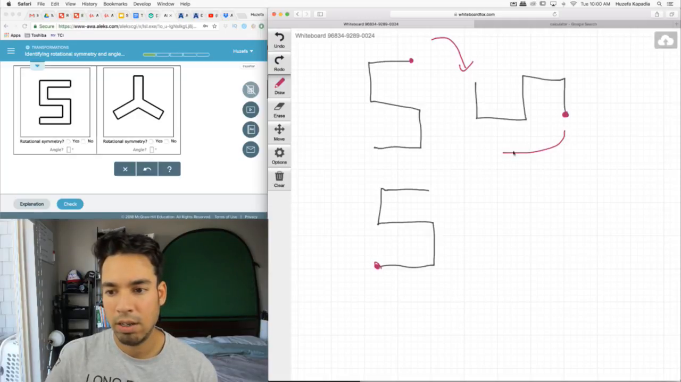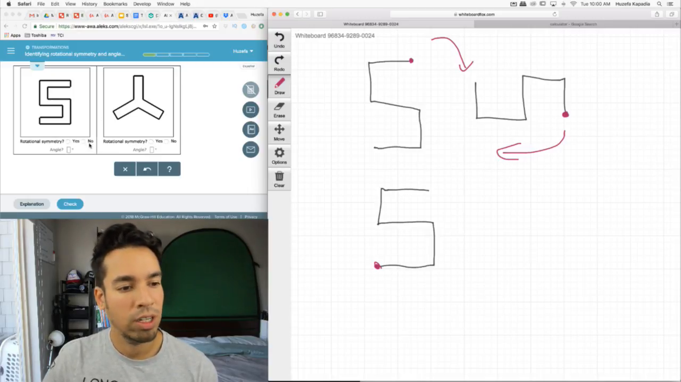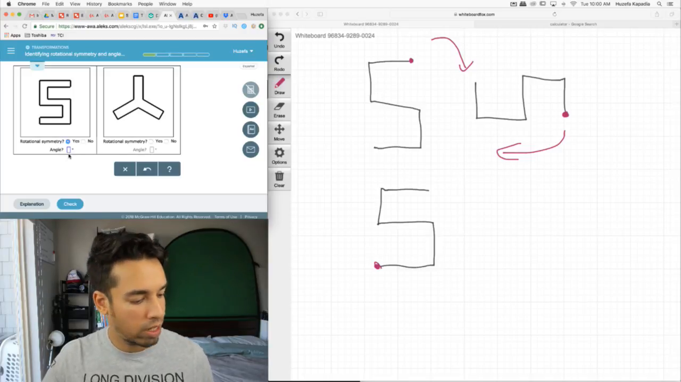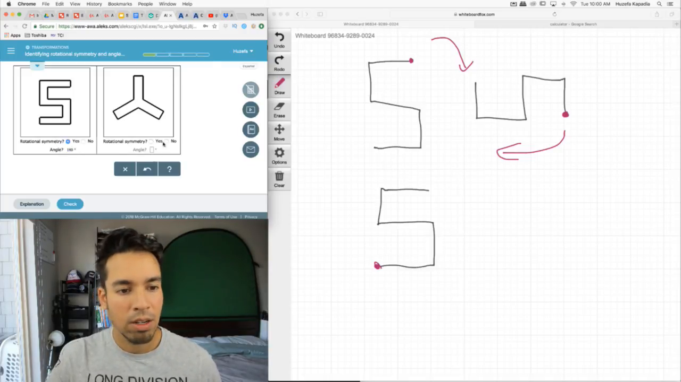Right? We kind of rotate it down this way. And look, the original point now is down here, but look, it's the same. So I'd say this does have rotational symmetry, and we get to the same figure at 180 degrees when we flip it completely upside down. This one definitely has rotational symmetry, right? Because you can see that if you turn it down this far, it's going to be the same object.